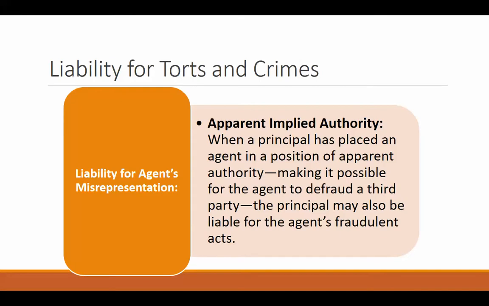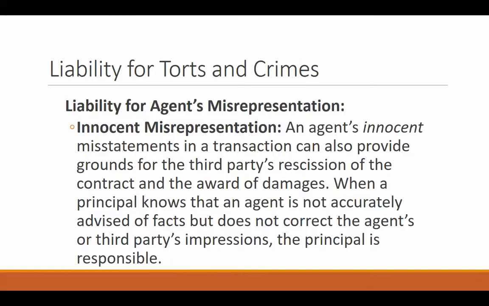So if we're liable for an agent, it can be because of the apparent implied authority. So here the principals put the agent in a position where he or she has the ability to commit a fraud, and the principal can be liable for the underlying fraudulent acts.